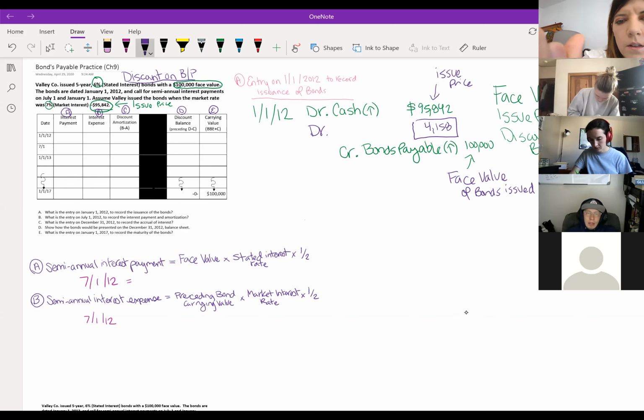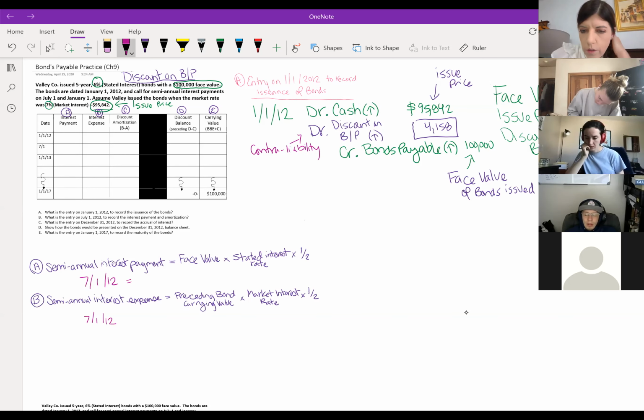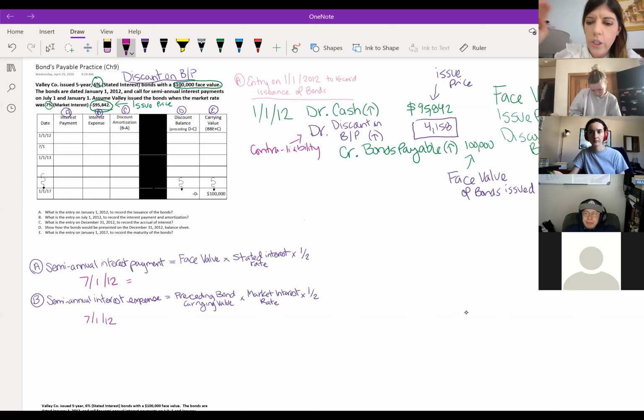So we're going to debit discount on bonds payable, increasing this account. Would that be considered a sales discount? No, it's not a sales discount. It's actually a contra liability account. So it's offsetting against the bonds payable account. It's a sister account to bonds payable, and it's reducing the carrying value of the bonds. And then over time, as we reduce that discount on bonds payable, the carrying value of the bonds is increasing as we're reaching towards maturity.